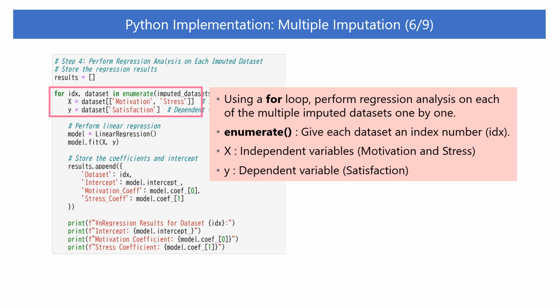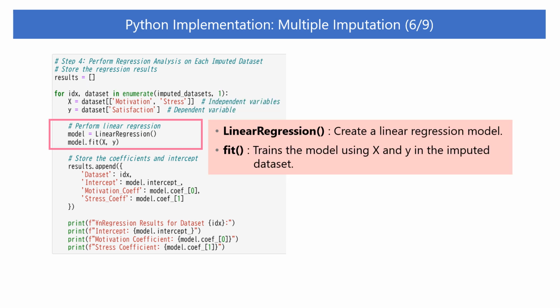Independent variables are factors that affect dependent variables. Set the dependent variable satisfaction to Y. Dependent variables are variables explained by explanatory variables, and in this case, we will use regression analysis to predict satisfaction. Use LinearRegression to create a linear regression model.